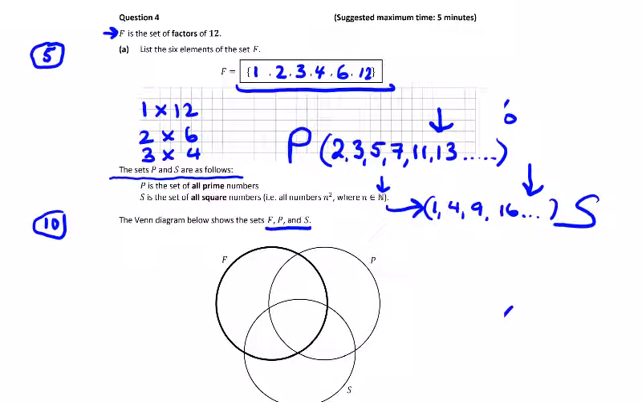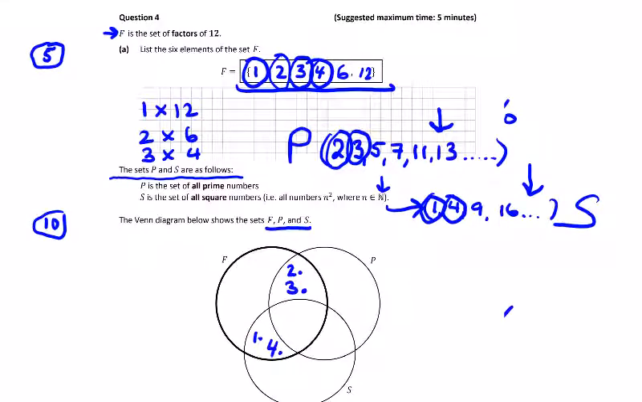F and P definitely have 2. I'm going to circle it to show that I've used it. That's definitely in there, 2. 3, 5, 7, 11. 3 is definitely here in F, and it's here in P. 2 and 3 definitely in here. Anything in F and S? 1, 4, 6. 1 definitely. 1 is there, as is 4. 1 and 4.